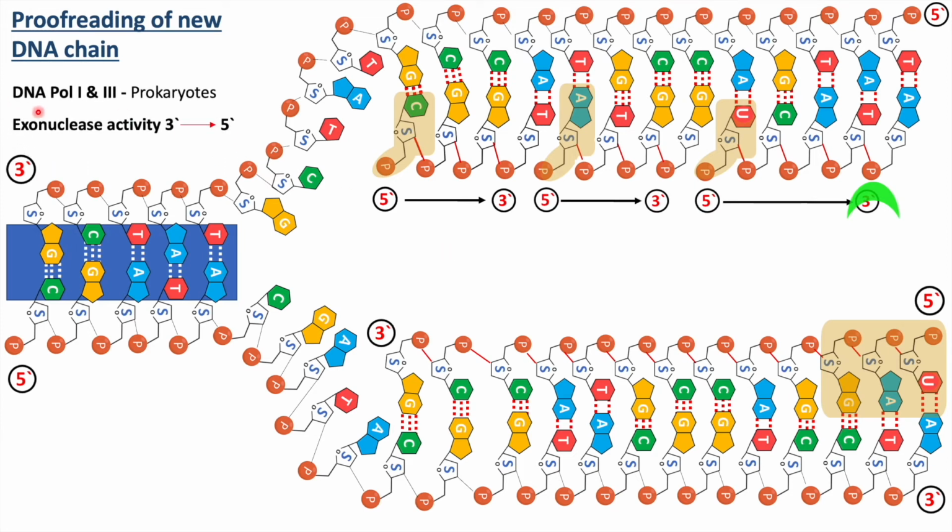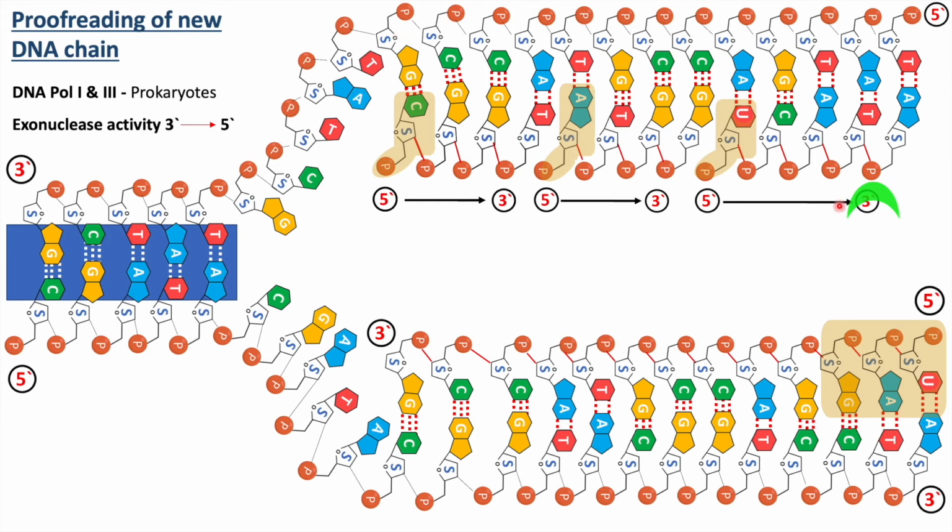So proofreading is performed by DNA polymerase 1 and DNA polymerase 3 in prokaryotic cells. It performs this exonuclease activity. Exonuclease means it removes one nucleotide at a time and replaces it with another nucleotide. So if it finds any error in the base pairing, it will remove the nucleotide and replace it with the correct nucleotide. I have mentioned 3 prime to 5 prime here because it moves in the 3 prime to 5 prime direction to proofread the nucleotide sequence.